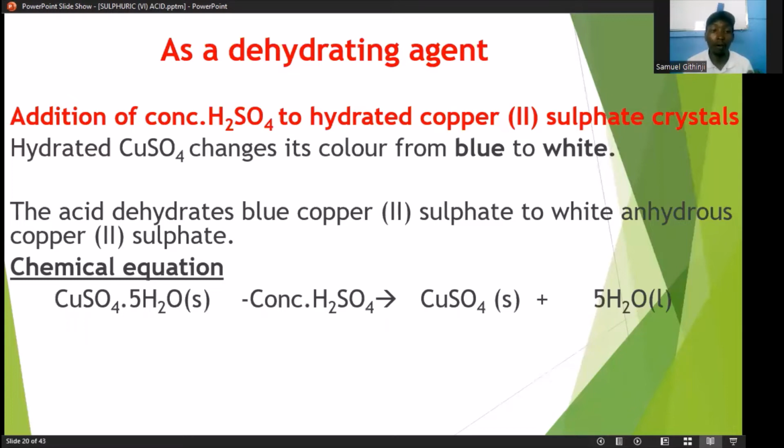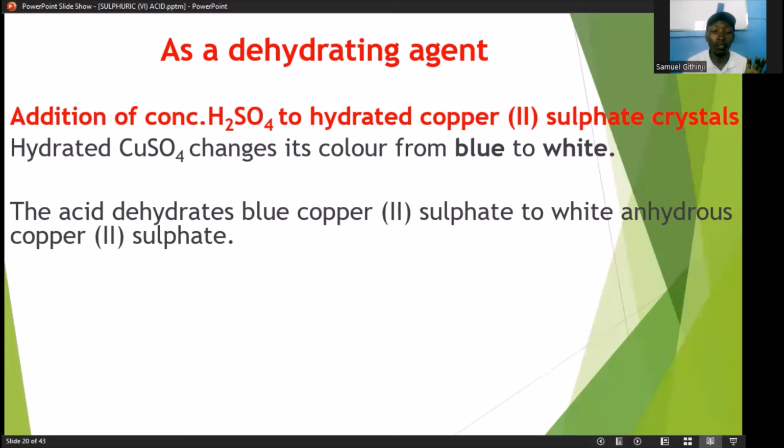Whether I'm working with copper 2 sulfate or with hydrated cobalt 2 chloride, the process will be the same. But for the cobalt 2 chloride, it will be converted from the pink color to blue color.